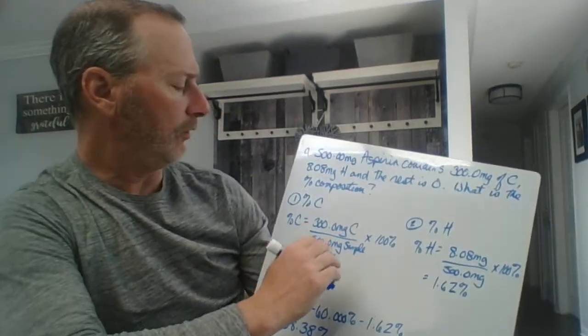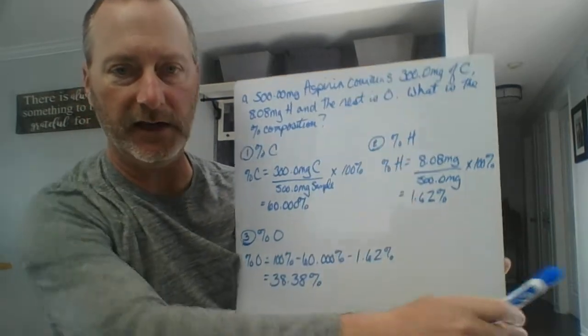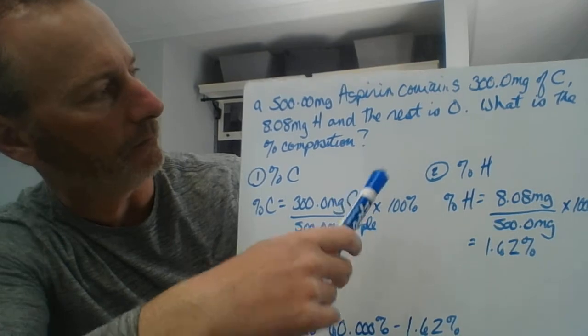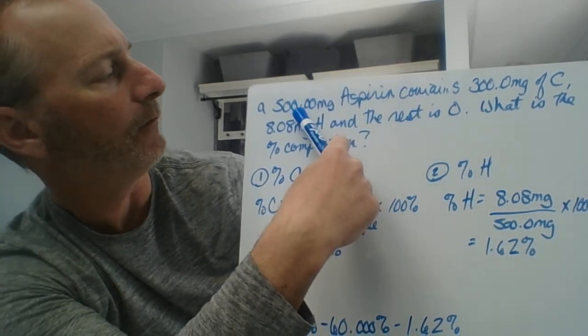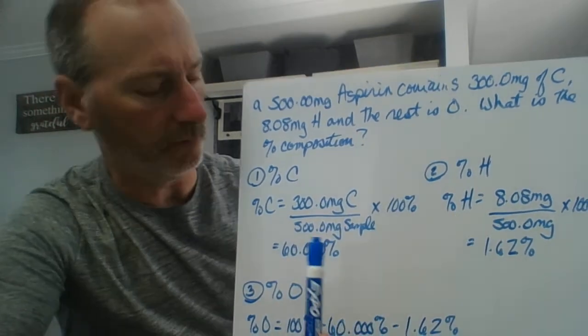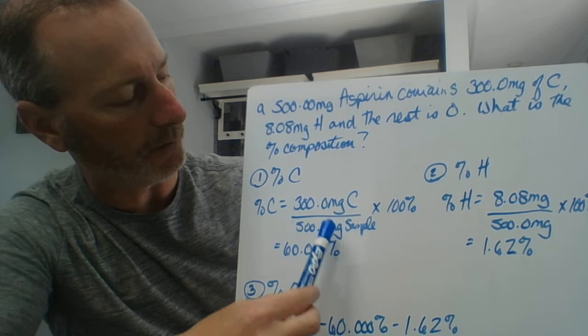Okay, so if we know that, now we've got to check our units, and that's the key. Always check and make sure we're dealing with identical units. So we've got the sample is 500 milligrams. The carbon is 300 milligrams, so we can use that. Percent of carbon would be 300 milligrams divided by 500 milligrams.